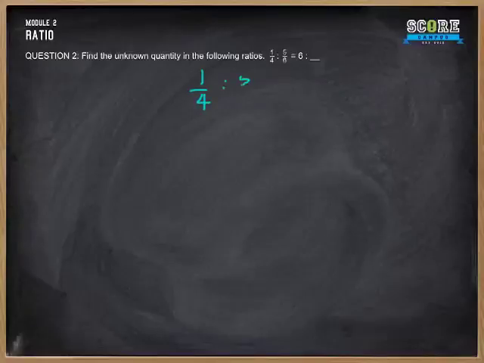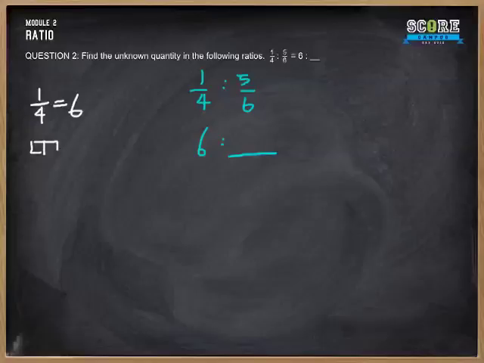Step 1. Let's write it down the same way. 1/4 is to 5 over 6. And right below that, just like in question 1, 6 is to dash. So what is the first thing we do? We need to find the relationship between 1/4 and 6, right? So they are trying to tell us that 1/4 is represented by 6, right? So 1/4 unit equals to 6. So if 1/4 equals to 6, what about 4/4?